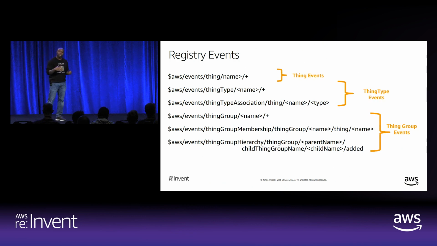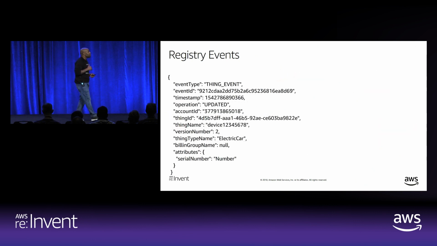And these topics are grouped. You have your thing events, so anything that happens to a thing, if it's created, updated, deleted. Anything that happens to a thing type, not just when a thing type is created, but when a thing type is associated to a thing. Similarly with thing groups, when you create a group and you put a bunch of devices in them, it'll say, okay, here's a create event for the group, and here's an add event to the group. Again, all of this gets published to you on these set of topics so you enable them.